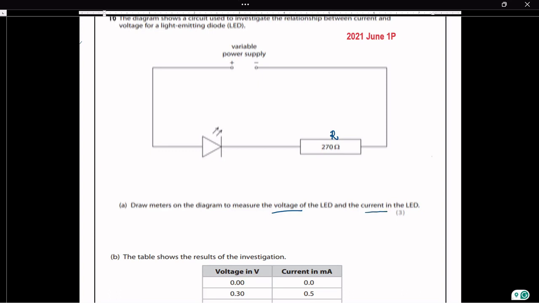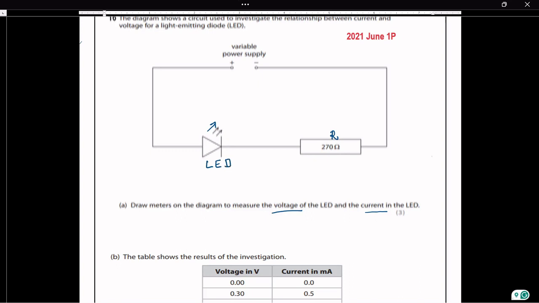So which one is the LED? This is the LED. The light arrows going out show that it is emitting light. So LED, light emitting diode. This is the symbol of LED.